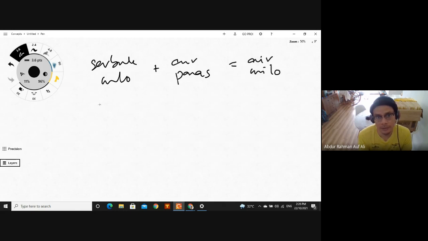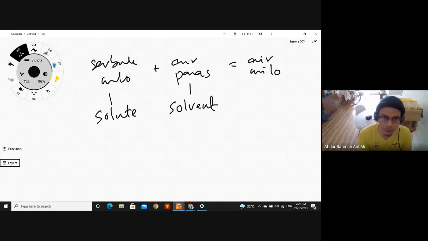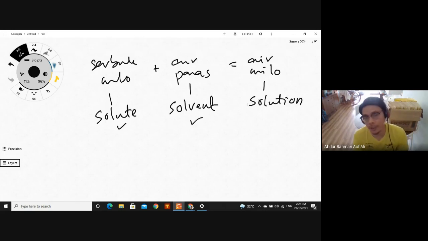So in this case, serbuk Milo ni adalah solute. Benda ni dia akan dilarutkan. Air panas adalah solvent. Ini adalah pelarut. Air panas akan melarutkan serbuk Milo. And air Milo is the solution. Solution is a mixture of solute and solvent. So remember proses bancuh air Milo, you should be able to differentiate the terms. Okay, solute tu apa, solvent tu apa, solution tu apa.